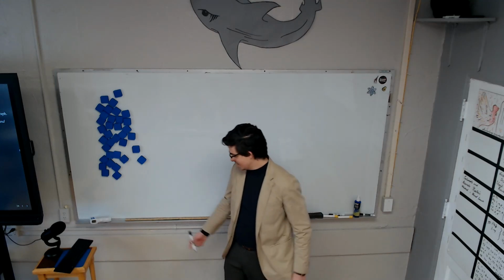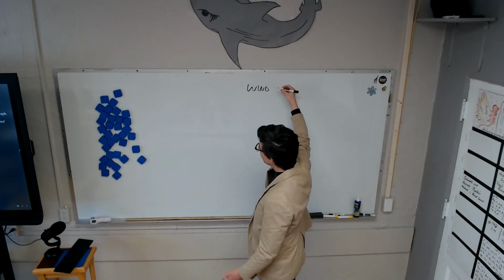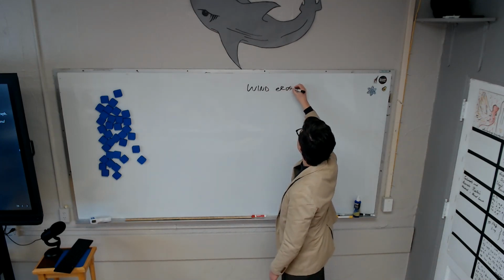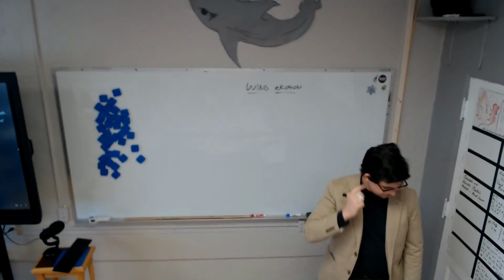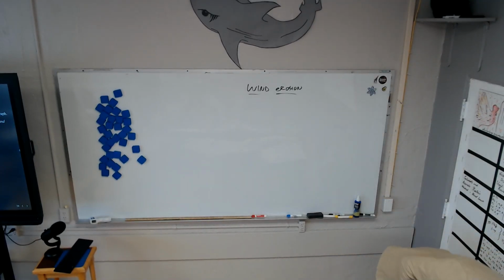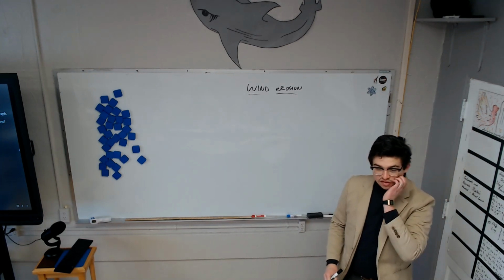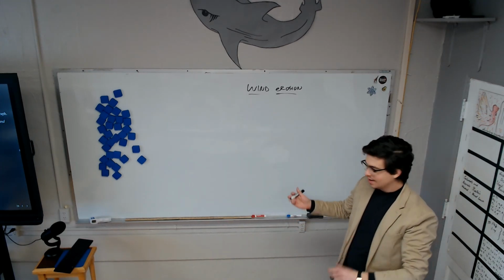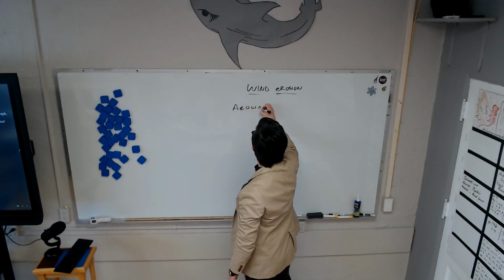Earth science time. We're talking about wind. Wind erosion today. Okay, wind erosion. What's the fancy name? Aeolian. Yeah, we sometimes call this Aeolian erosion.